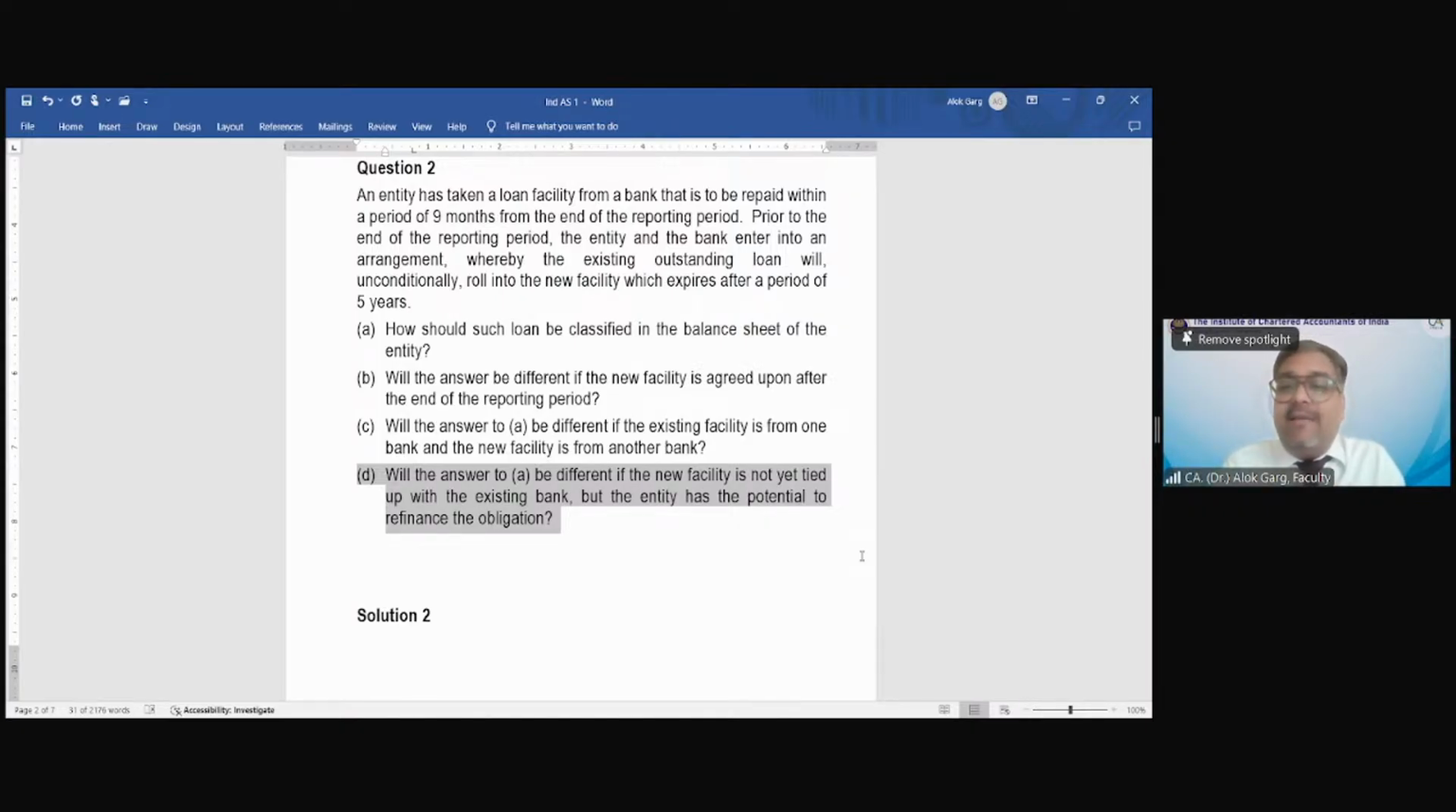But now D is saying whether your answer will be different for question number A if, up to the reporting period, this new facility has not been agreed with the bank. There is no agreement. There is no arrangement which says that this existing facility will be rolled over to the new facility. There is no agreement before the reporting period. But the entity is sure. The entity has a confidence that yes, I will be able to refinance the obligation.